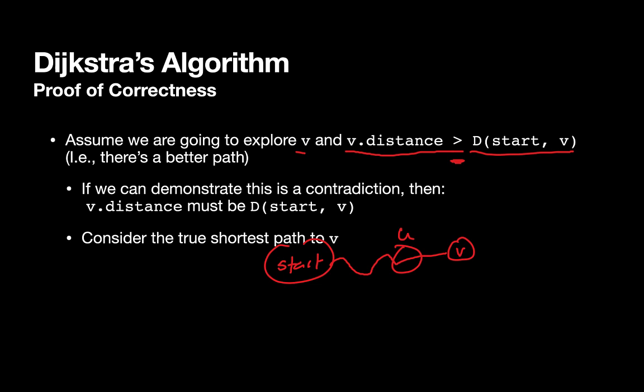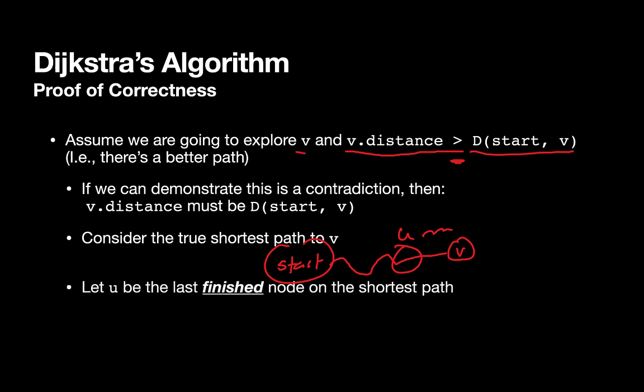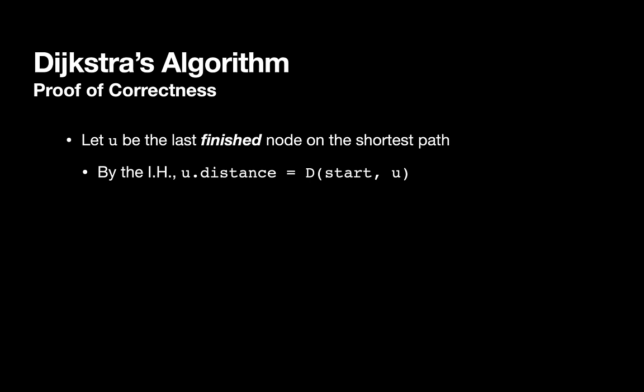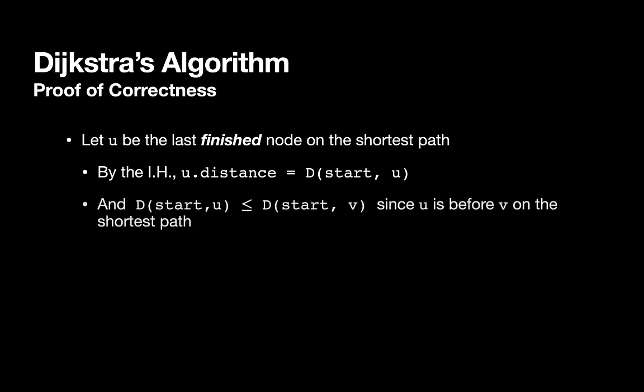And we've kind of got two different cases of U. So we could have this where U is immediately adjacent to V on the shortest path. That's one option. Option number two is where there's other intervening stuff here. So we'll consider these two cases. We'll also consider U to be the last finished node. So that means that we already know U's optimal distance. Okay, so U is the last finished node, so we know its perfect ideal distance.